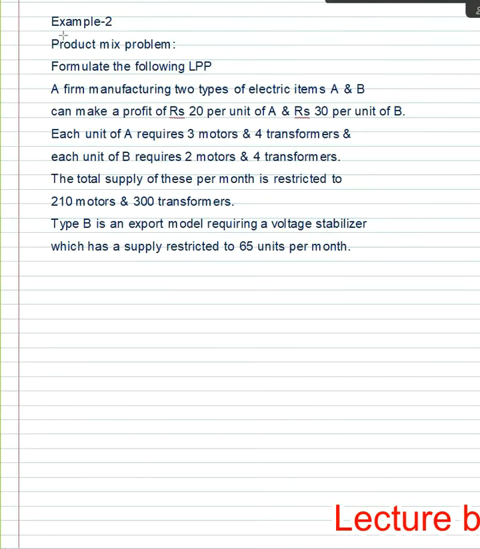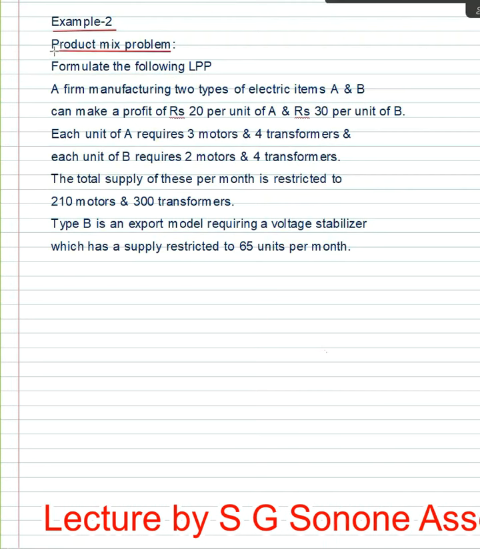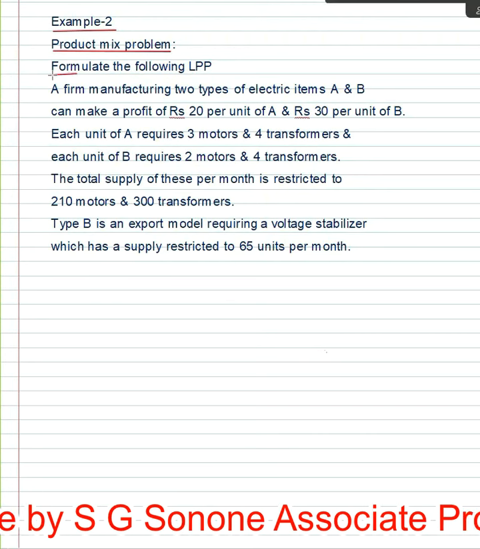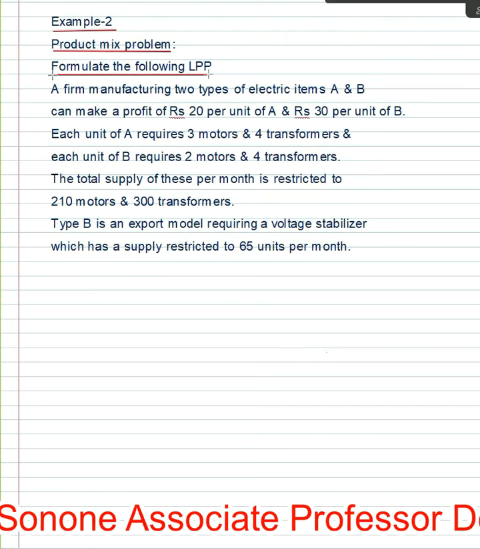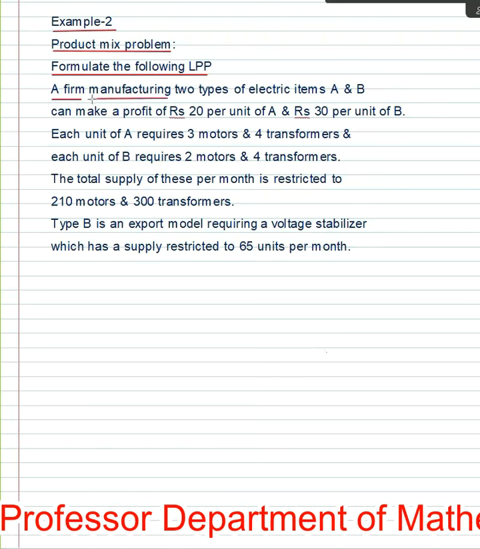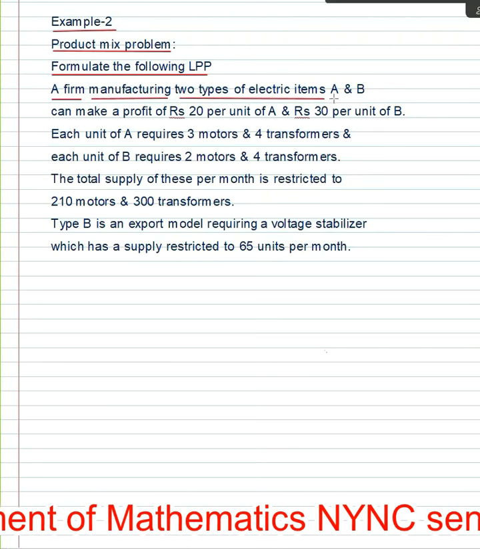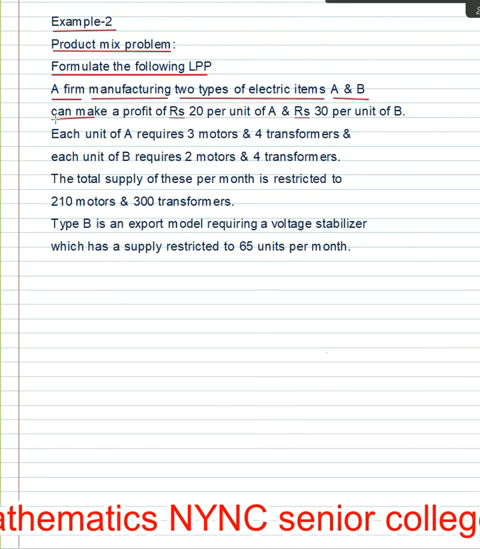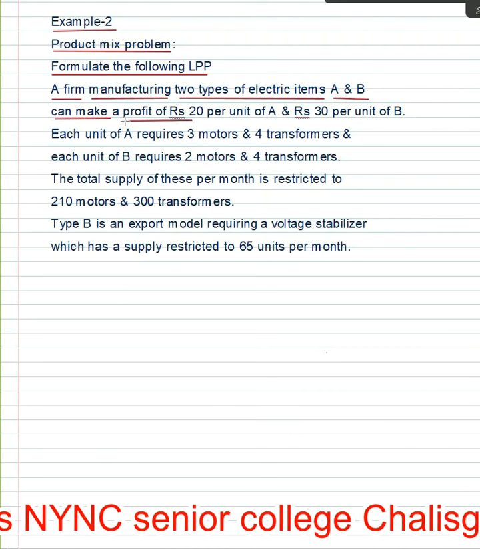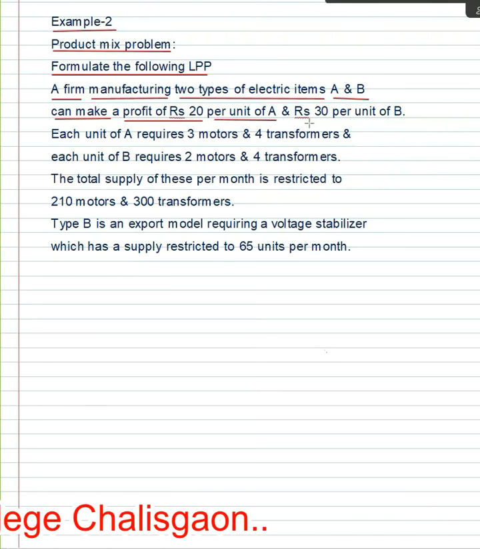Second example, product mix problem. Formulate the following LPP. A firm manufacturing two types of electric items A and B can make a profit of rupees 20 per unit of A and a profit of rupees 30 per unit of B.